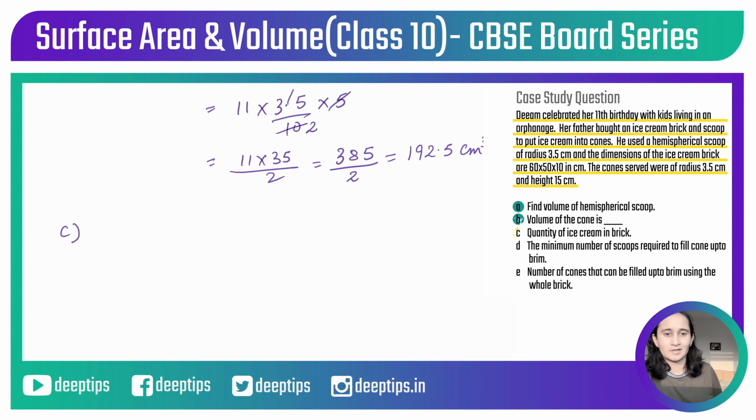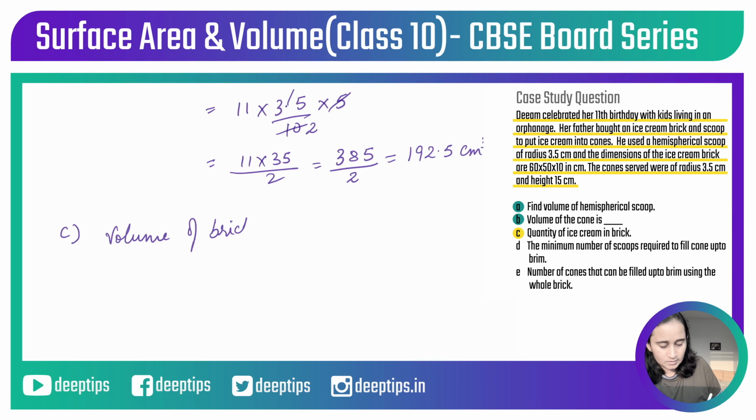Let's do the third part, quantity of ice cream in the brick. So we know that here the brick is cuboidal in shape. So to find the quantity, we have to calculate the volume of the brick. So the volume of the brick, which is cuboidal in shape, is calculated using this formula: length into breadth into height. And in our question, it is given 60 by 50 by 10. So when we multiply this, what do we get?